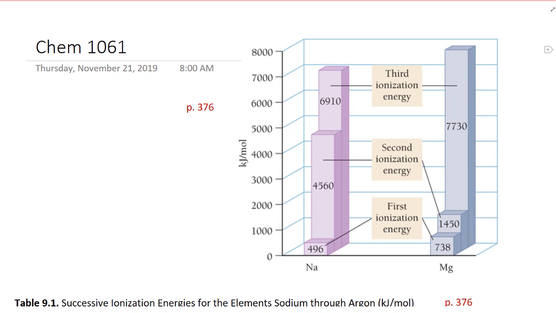If we look to sodium, where is the biggest jump between which successive values? First and second. If we look at magnesium, the biggest jump is between second and third. Well, if we go back to sodium, sodium has how many valence electrons? Just 1. Magnesium has 2 valence electrons. So these first ionization energies, in this case the first and second for magnesium, are low because these are the valence electrons.